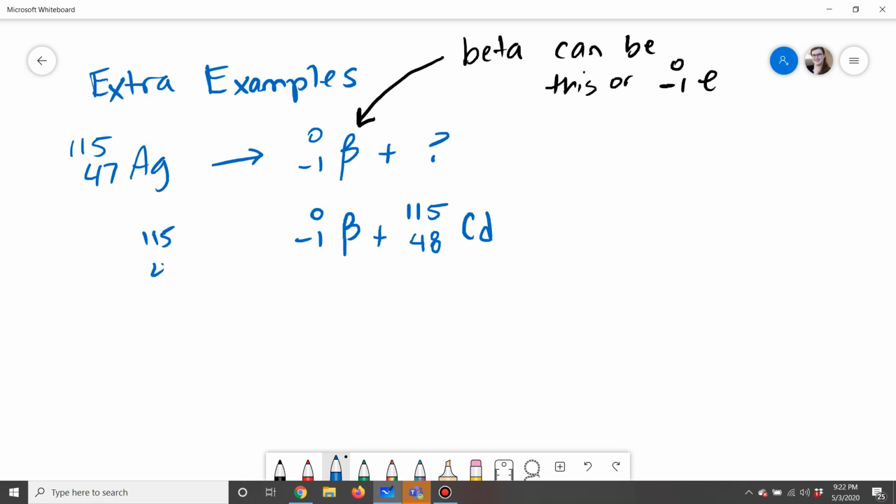Now there are actually rules as to what undergoes alpha, beta, gamma decay, all that. I'm not too concerned with them right now. Just helping you get the general process down.